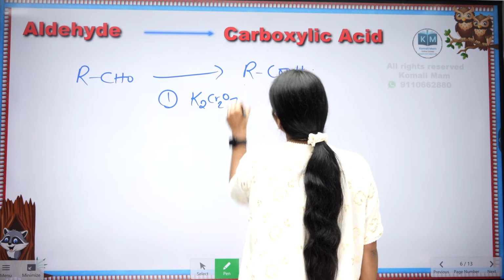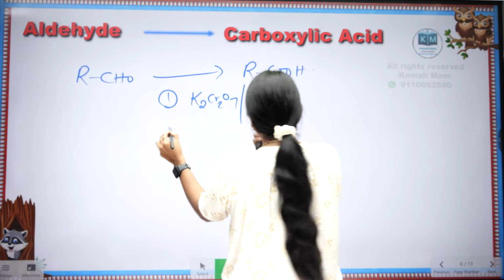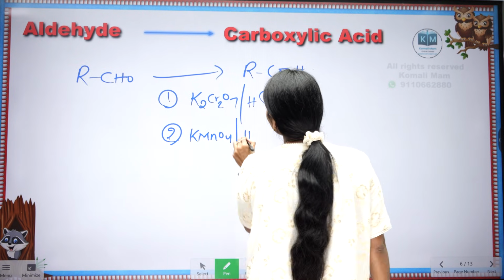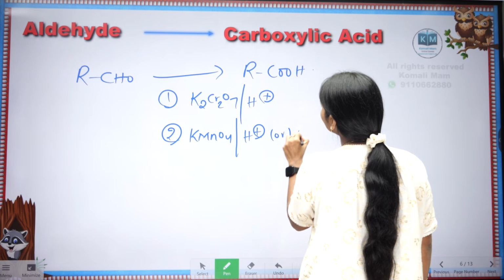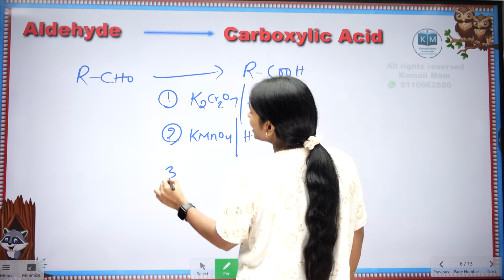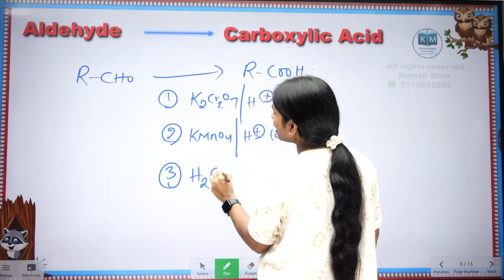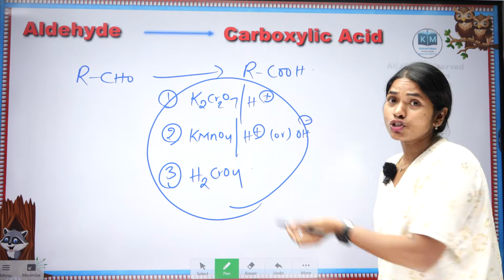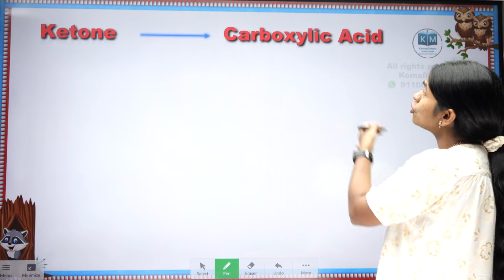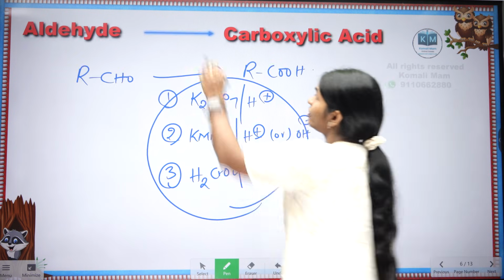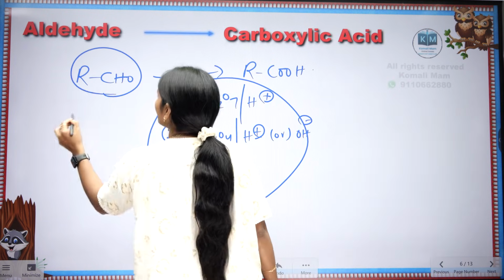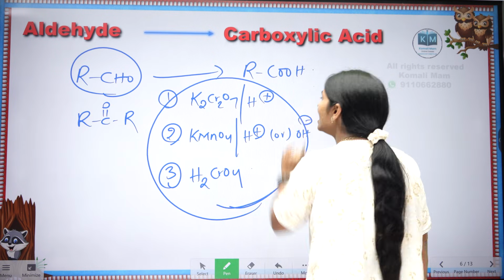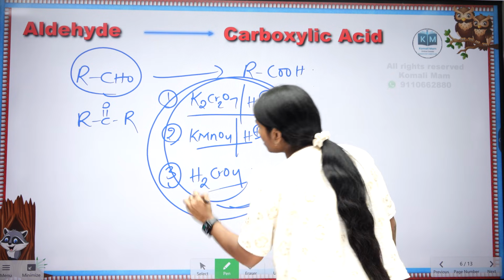K2Cr2O7, potassium dichromate in acidic medium. Second one is KMnO4, potassium permanganate in acidic or basic medium. Third one is chromic acid, H2CrO4. Very good. All 3 can perform it. The same 3 cover the next question also. What is that? Ketones to carboxylic acid. What is the answer? Same thing. Take the ketone. If you want to convert to carboxylic acid, any one of these can be used.